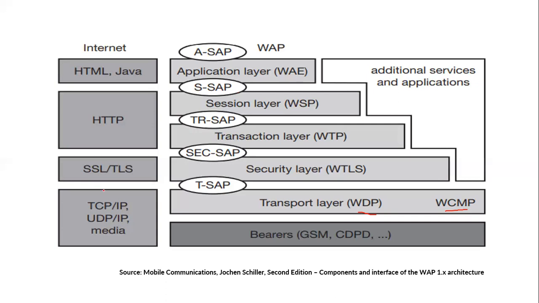And these are the other protocols that are defined in the various layers. In the transport layer, we have TCP/IP and also UDP. In the security layer, there are also the protocols SSL and TLS, secure socket layer protocol. In the session and transaction layer, there is the HTTP protocol. The application layer uses applications like HTML, Java, etc. So that's it about the WAP layers.